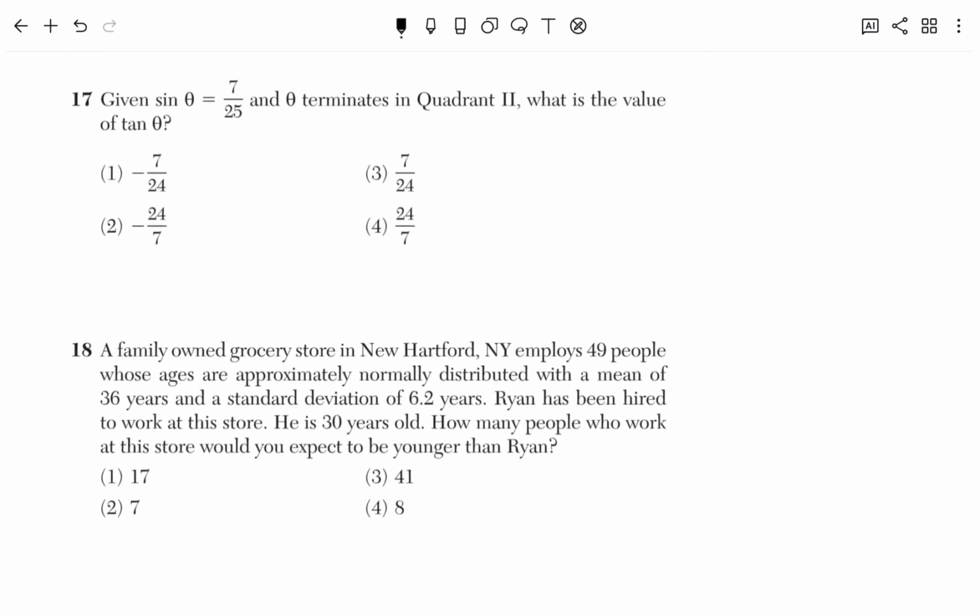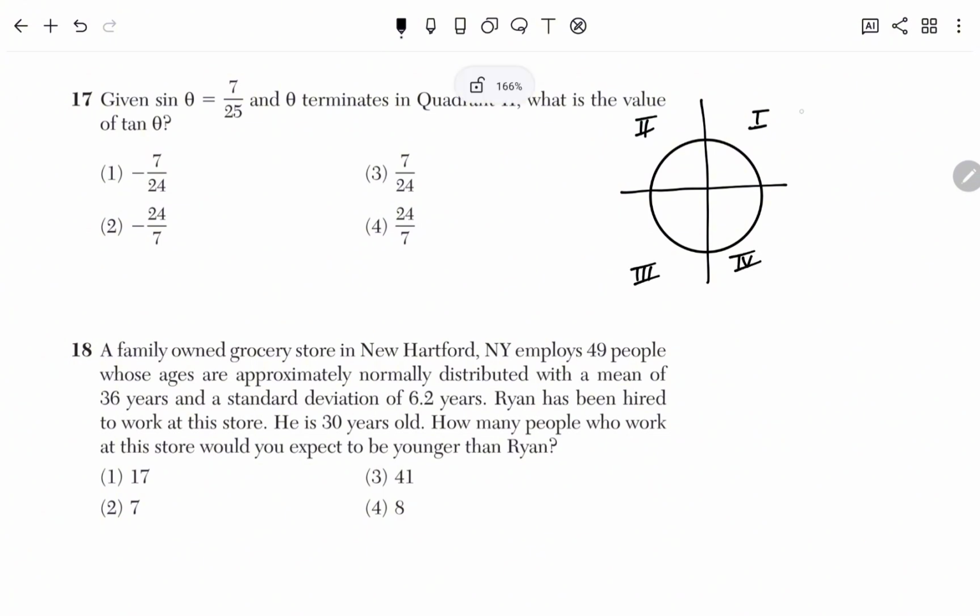Question number 17. Given sine theta equals 7 divided by 25 and theta terminates in quadrant 2, what is the value of tan theta? So, what we're going to do is, let's remember our unit circle. So when we have our unit circle, we're going to create a unit circle. Here's quadrant 1, here's quadrant 2, here's quadrant 3, and here's quadrant 4.